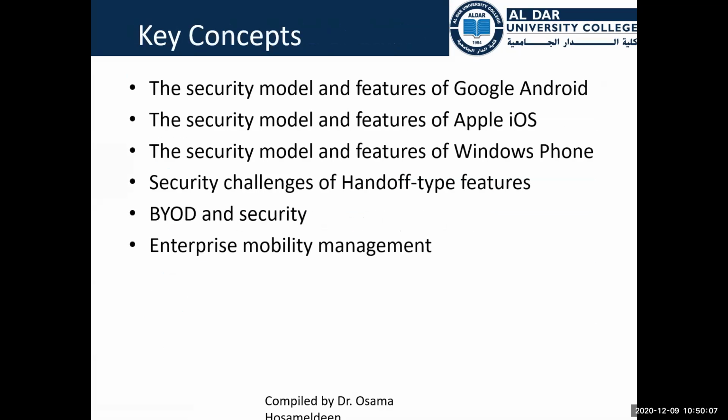First, we will introduce the security models of Google Android. Then we will talk about the features of Apple iOS. And finally, I think we will not cover these parts in this lecture, the security model and the features of Windows Phone. This is going to be introduced in the next lectures. So today we will only introduce the first item and the second item, which is talking about the Google Android and Apple iOS.